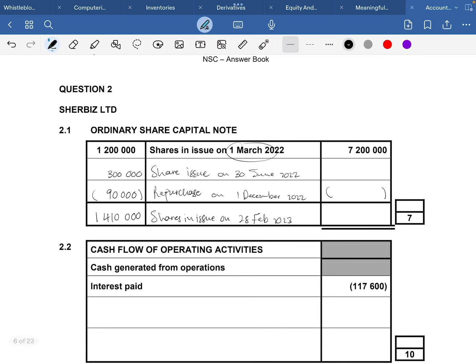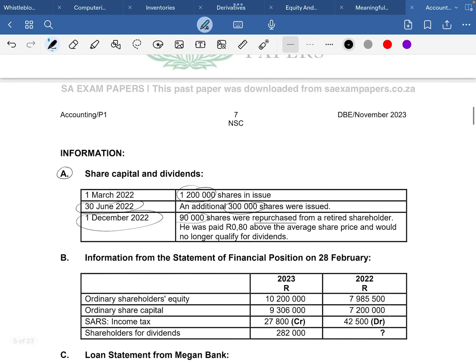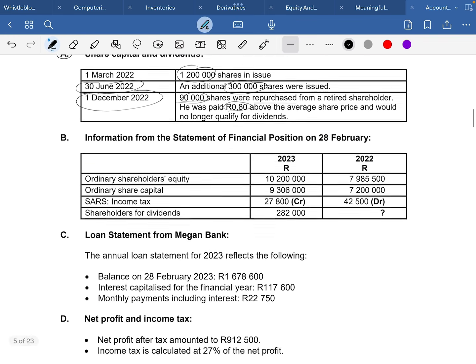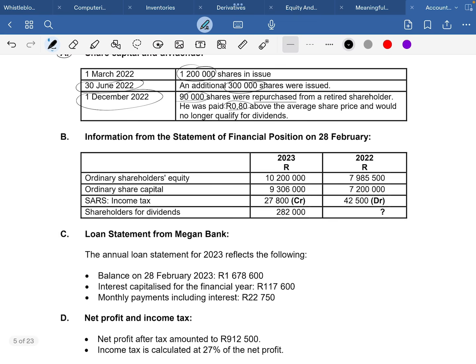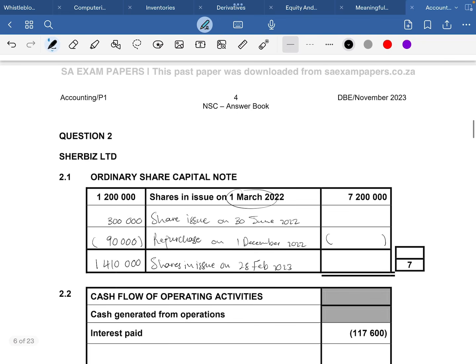So the share issue on the 30th of June, they said an additional 300,000 shares were issued, but were not given an amount, right? And then here they said 90,000 shares were repurchased from a retired shareholder. He was paid 80 cents above the average share price. Okay, cool. Now we move to information B just to check if we have any amounts that we can use to fill in our ordinary share capital note.